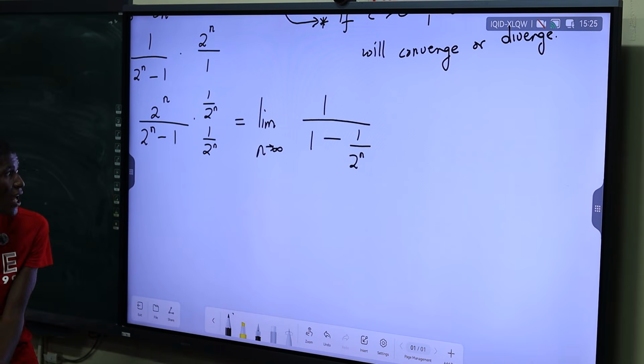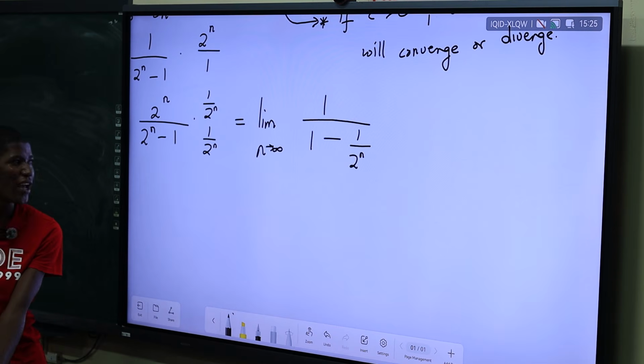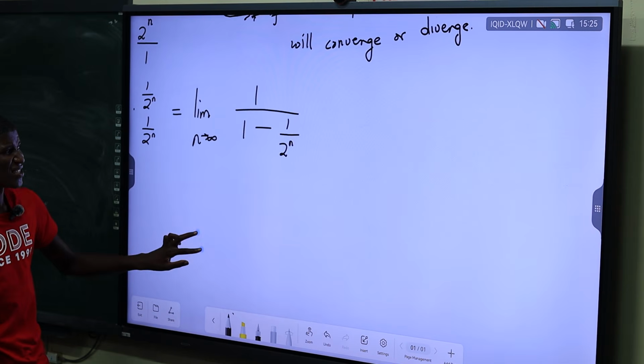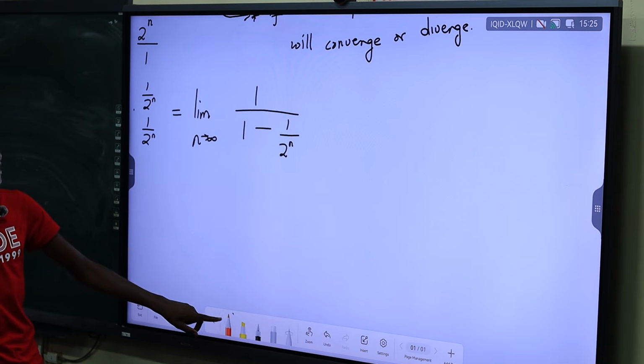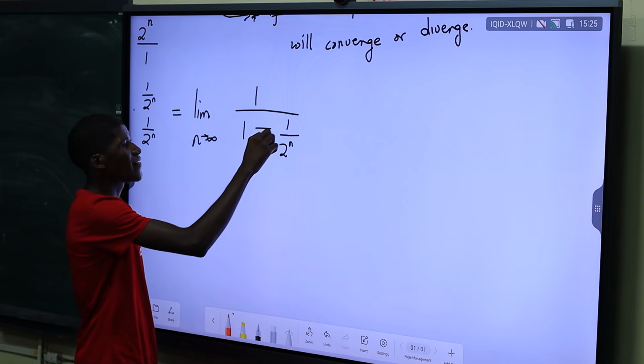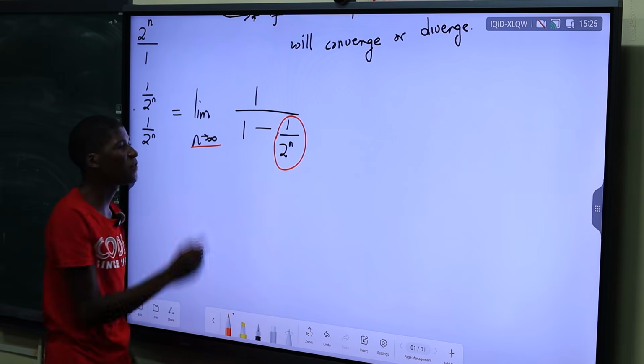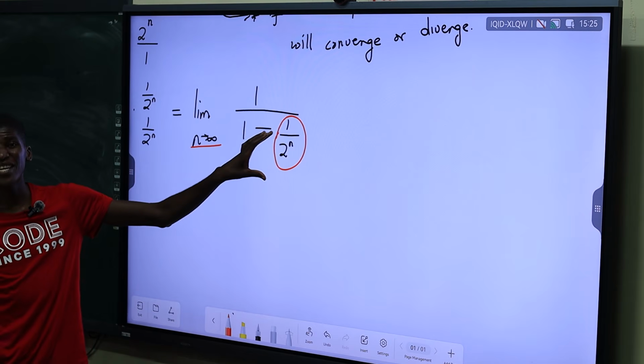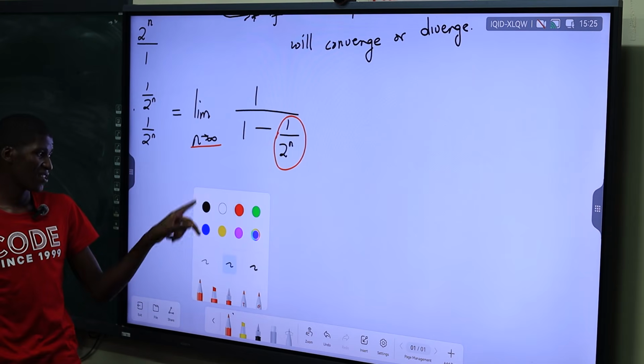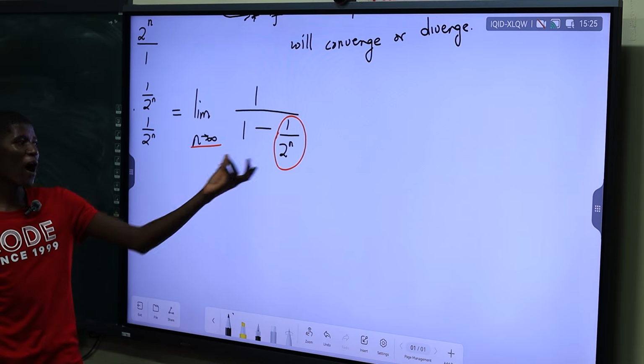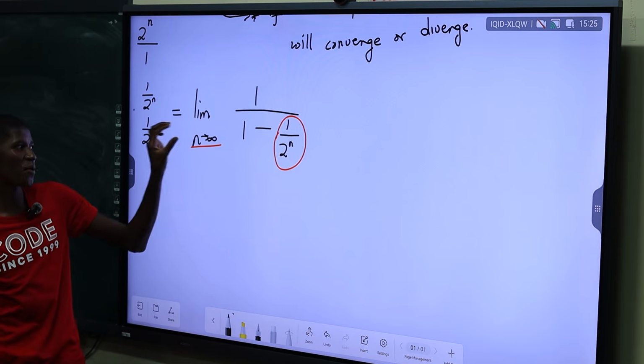You have to evaluate the limit. How do we find the limit as n goes to infinity of 1 over 1 minus 1 over 2 to the power of n? n will go to infinity, so we have 1 minus 0. So this term, as n goes to infinity, is 0. How do we see that? How do you justify the fact that the term will become 0 as n goes to infinity?